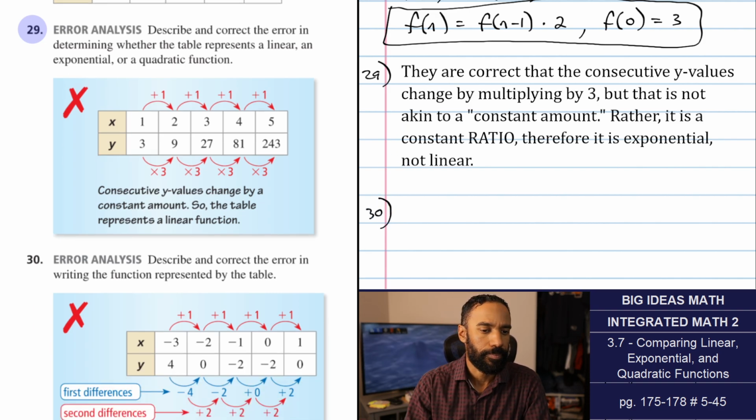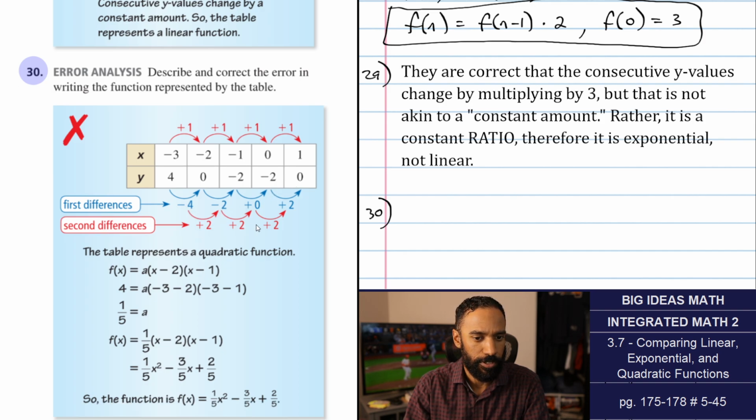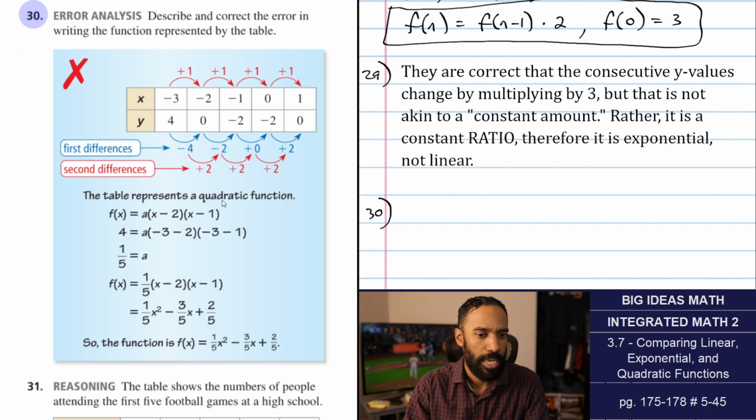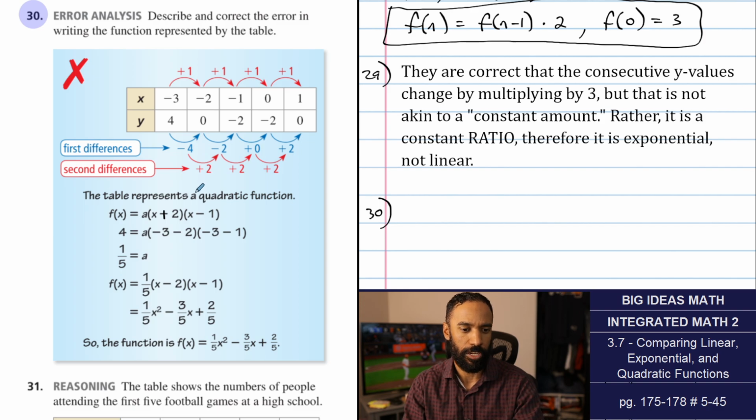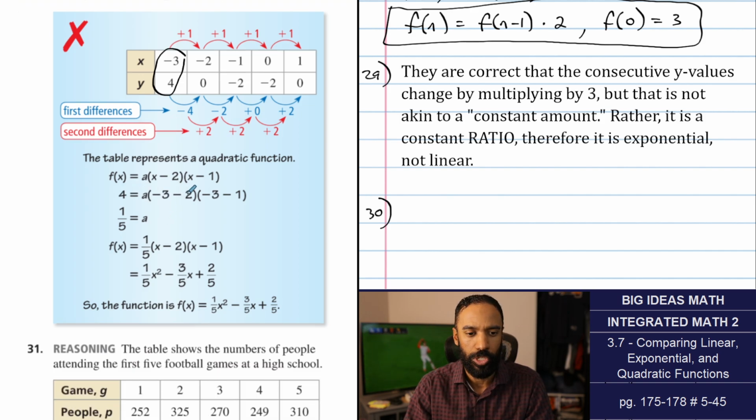All right, number 30. We do change it by a constant amount of 1. And then we see subtract 4, subtract 2, plus 0, plus 2. That all's good. That the second differences are plus 2. All that's good. The table's good. Table represents a quadratic function. X minus 2, x minus 1. So they take the intercepts. Where are they? X minus 1 and x. This should say x plus 2. So I don't know if that's the only issue, but that should say a plus. Let's see if they do anything else wonky from there. They choose an xy of negative 3 for x and 4 for y. They negative 3 minus 2 is negative 5.